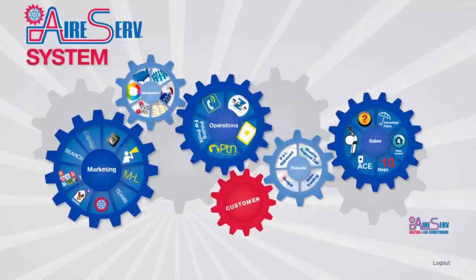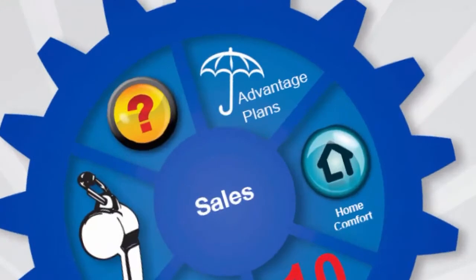So the last wheel in this presentation is sales. Let's talk about what we call advantage plans, or what most contractors call preventative maintenance agreements. Being in business over 20 years, we know that preventative maintenance agreements are the backbone to a thriving heating and air conditioning company. Not only is it great for cash flow and customer retention, but it makes your business worth more money when you go to sell it.